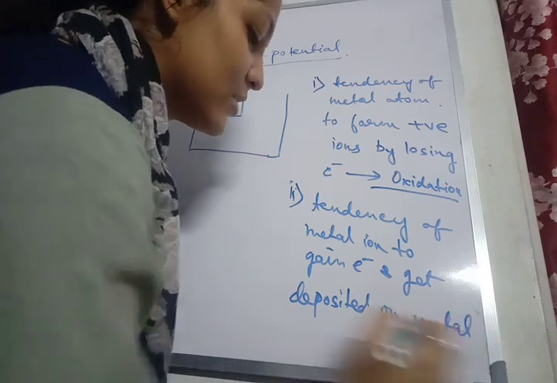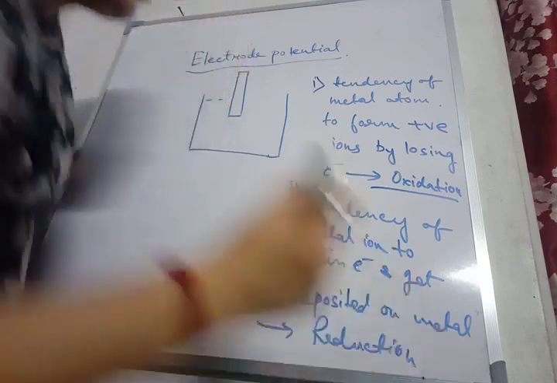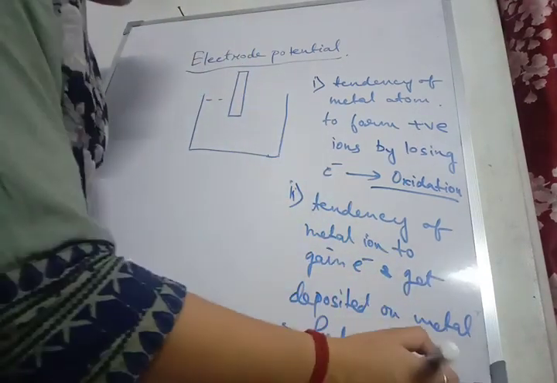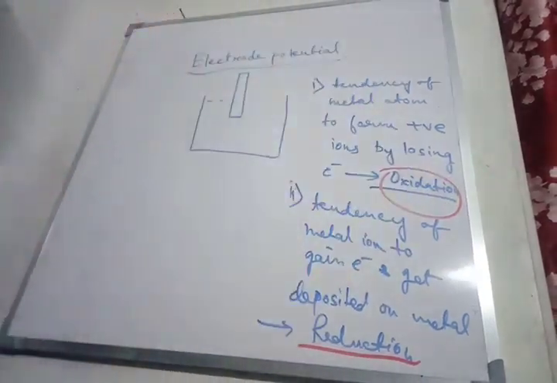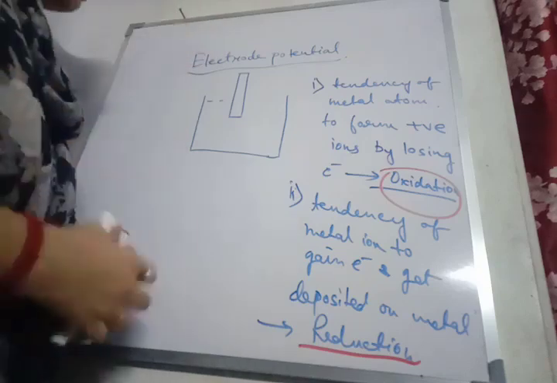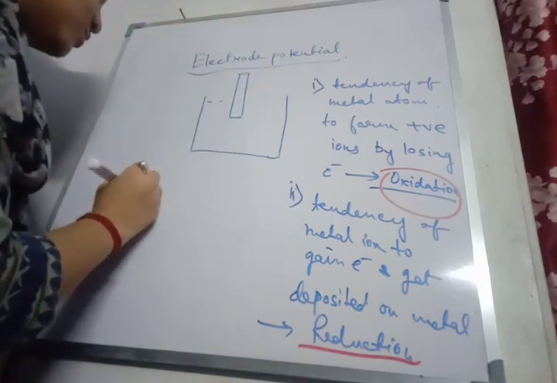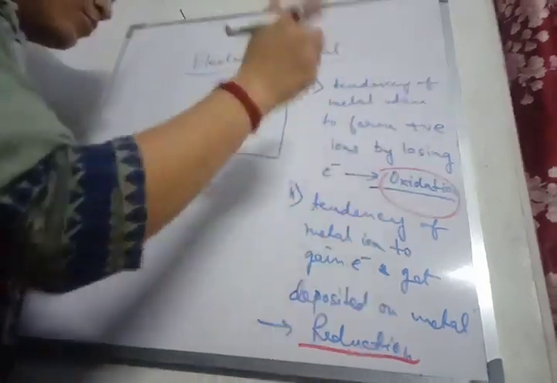So this is basically reduction. Right, so these are my two opposing processes, oxidation and reduction. These two will occur when a metal rod is in contact with its own solution.